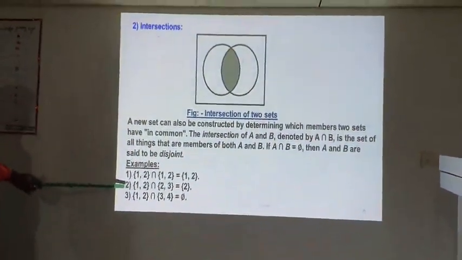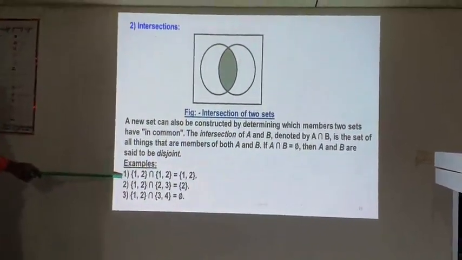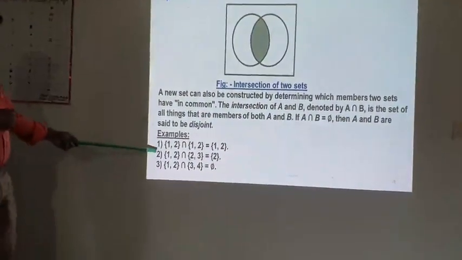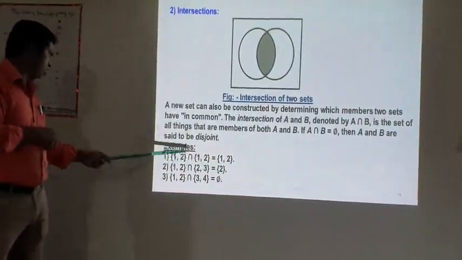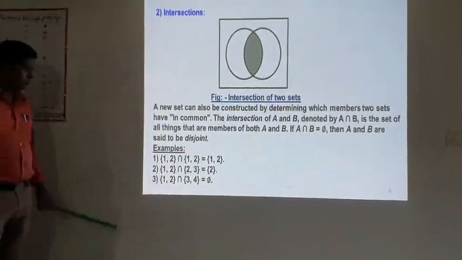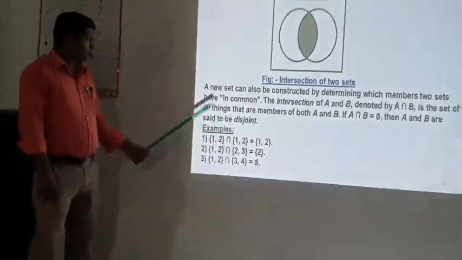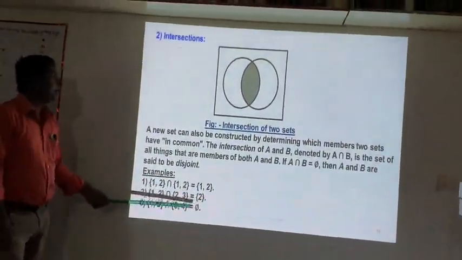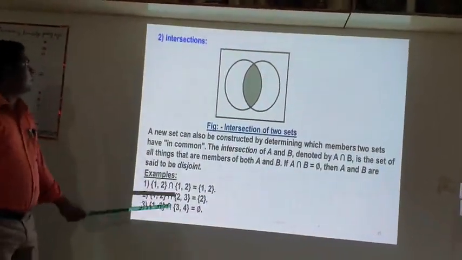See here some examples. If A is equal to {1, 2} and B is {1, 2}, then 1, 2 are common in both sets, so {1, 2} is the intersection. In example 2, with {1, 2} and {2, 3}, only 2 is common, so the intersection of these two sets is {2} only. In example 3, with {1, 2} and {3, 4}, there is no intersection, so we write phi, meaning there is no common element. It is an empty set, so the intersection of these two sets is empty.